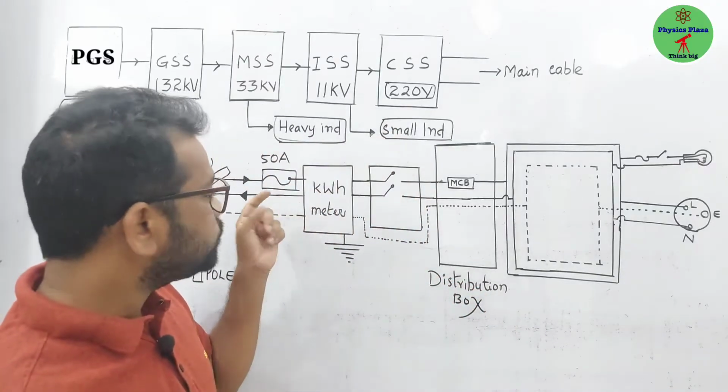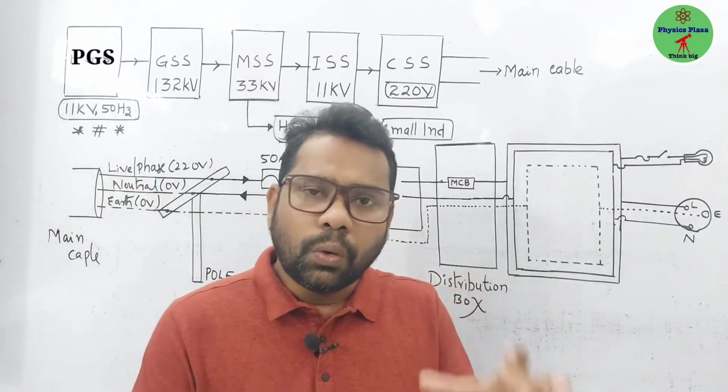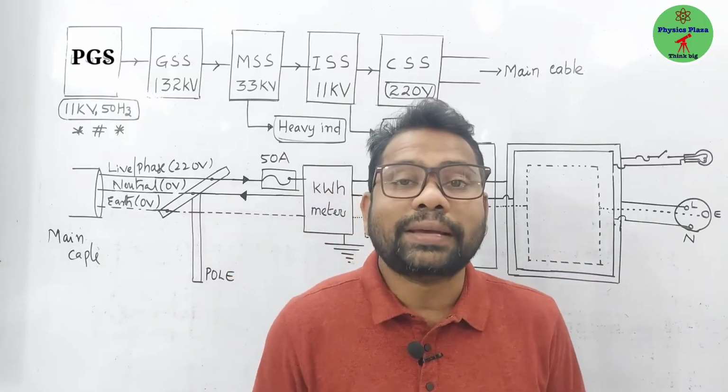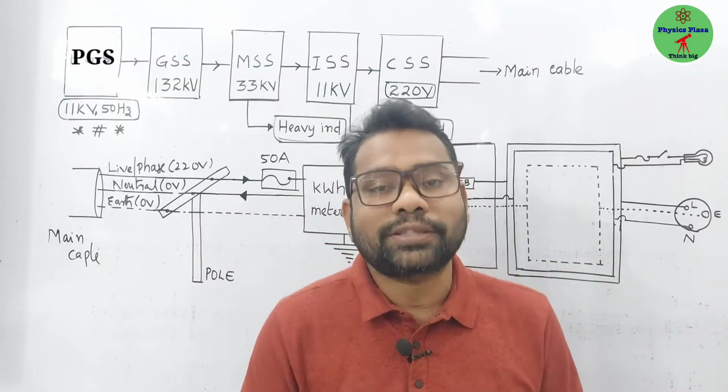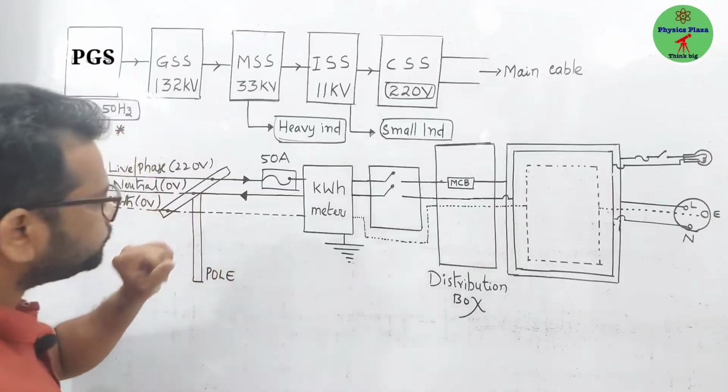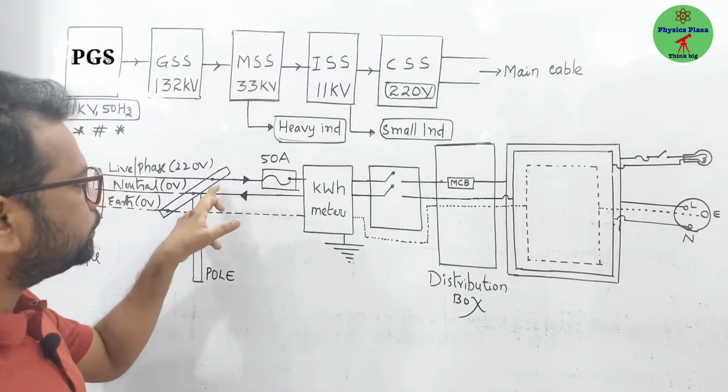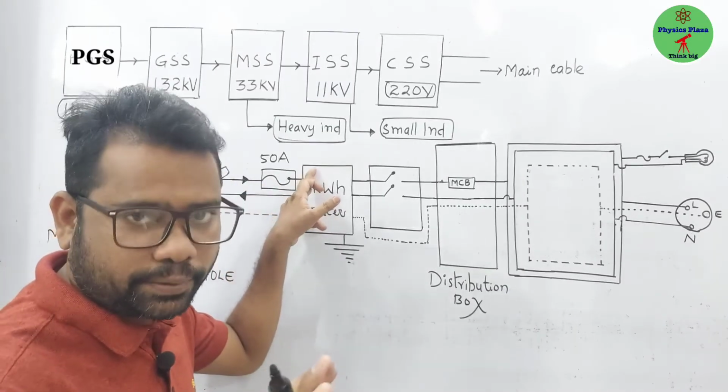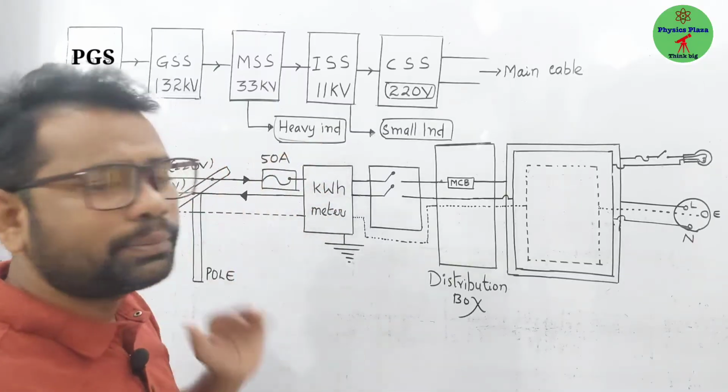This fuse we can call the company fuse. Only authorized persons have access to operate it. We don't have access to operate it. So children, this can be arranged near the pole or near the kWh meter. It's okay. Is it clear? So mainly near the kWh meter.